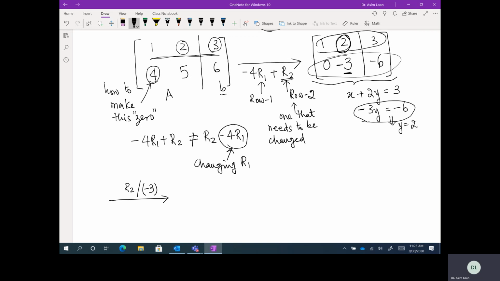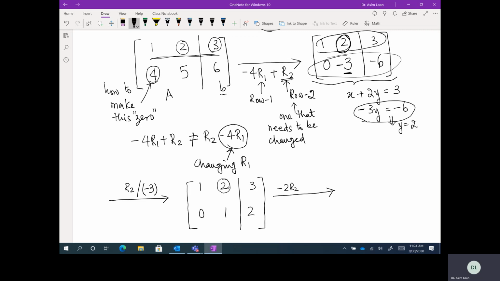If I divide this equation by minus 3, this will become 1, this will become 2. The first row remains unchanged. So this is 1, 2, and 3. And this is 0, 1, and 2. Now what I want to do is change this 2 to a 0. So I say minus 2 row 2.